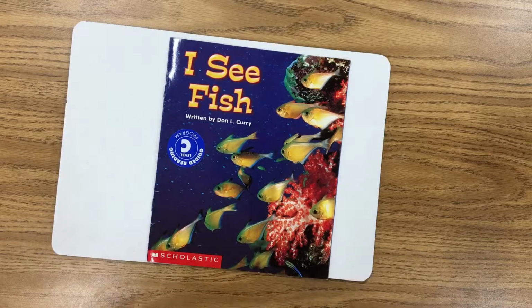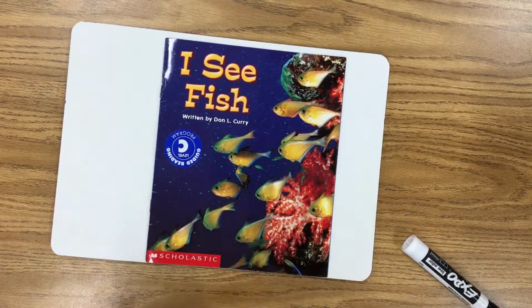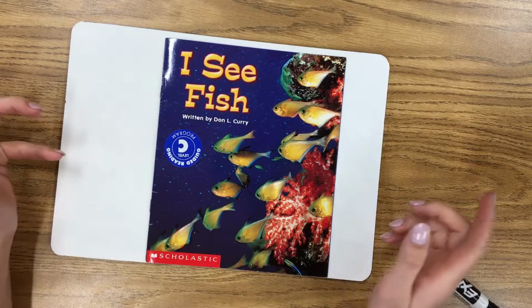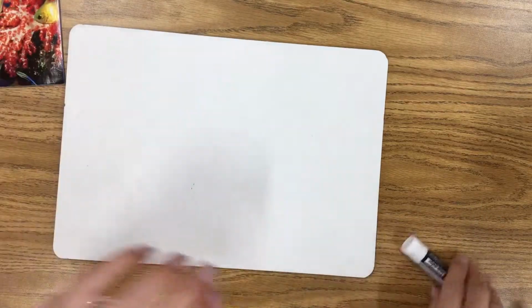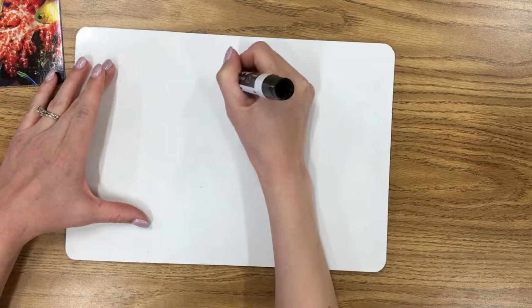All right, so the story that we are going to work with is I See Fish, and it is a book about a variety of fish and their colors. Before we get started, I'm going to show you a few sight words, and I want to see if you know them, okay? So, let's see if you know this sight word.